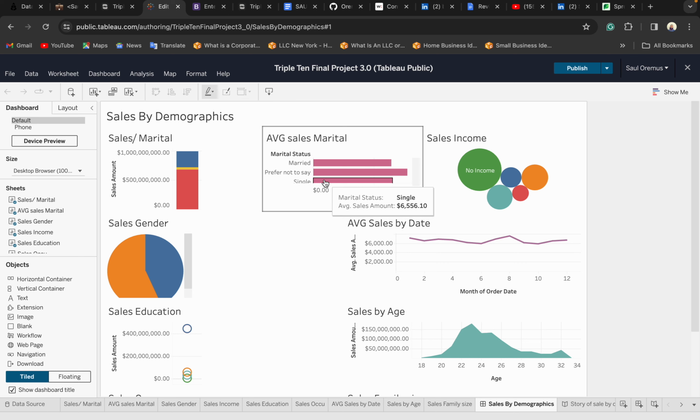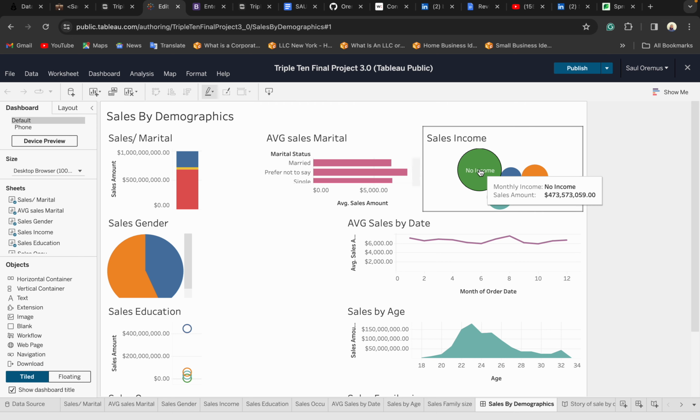This one shows the average sales, and the people who prefer not to say spend more on average. So this graph doesn't really tell us too much in terms of our customer base, but it does show that on average, the prefer not to say group spends a little bit more than the single, and the singles still spend a little bit more on average than the married people. But I would say that because of these two graphs, the total sales give us a clearer picture as to who's doing the bulk of the buying, and in terms of our customer demographics.